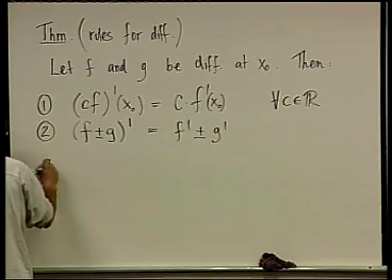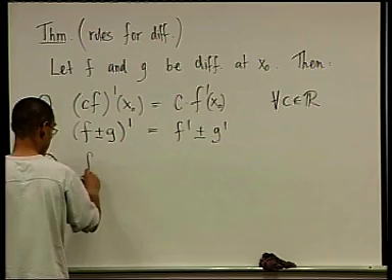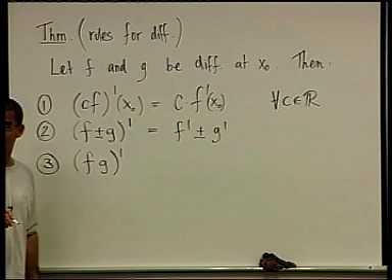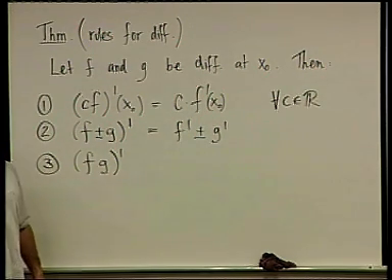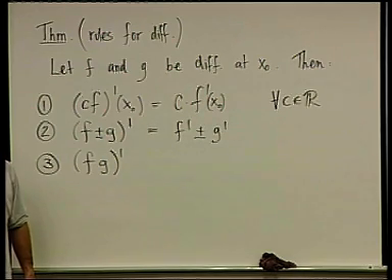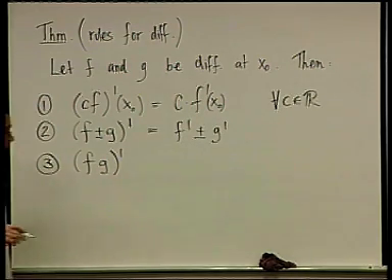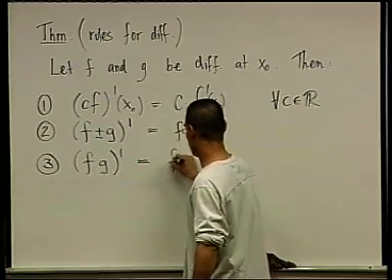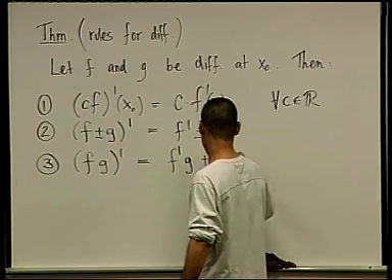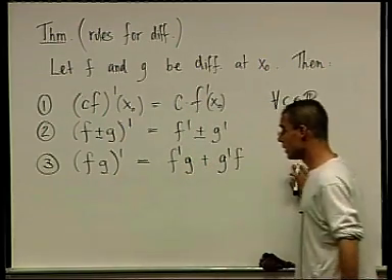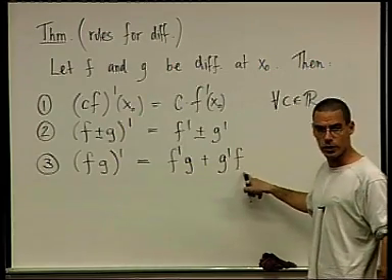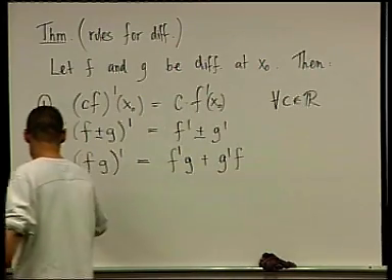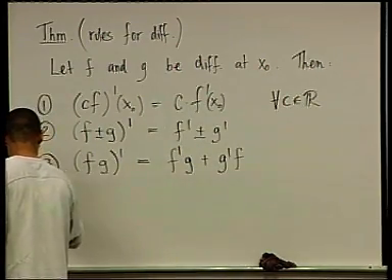The plot thickens when you look at the product. So wouldn't life be nice if (fg) prime would be f prime times g prime? But you know that's not true. Right? So what is it? Do you remember what is true? Right. f prime g plus g prime f. Okay? You all know this, right? The product rule. Right?